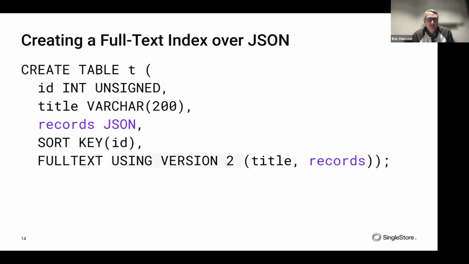And you can also create a full text search index over JSON. So here we've got title, which is varchar, and records, which is JSON. Suppose we want to create a full text search index on both of those. We do it just like this. So records is JSON. You can create a full text search version 2 index on that. That was not possible before with version 1. So a lot of people want to full text search their JSON directly. So this is going to be really popular.